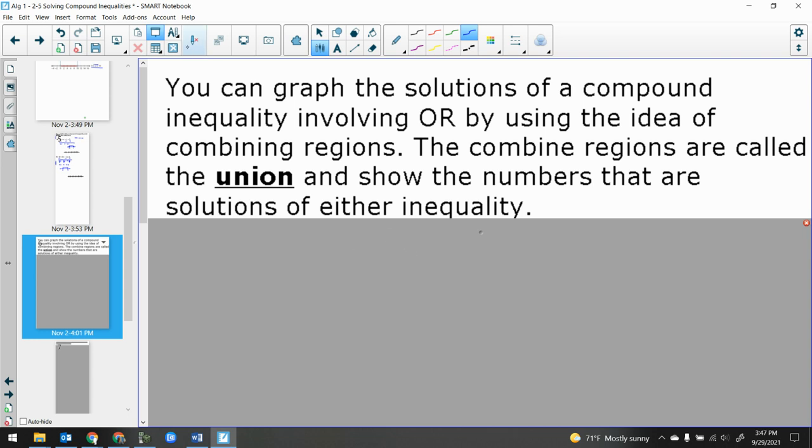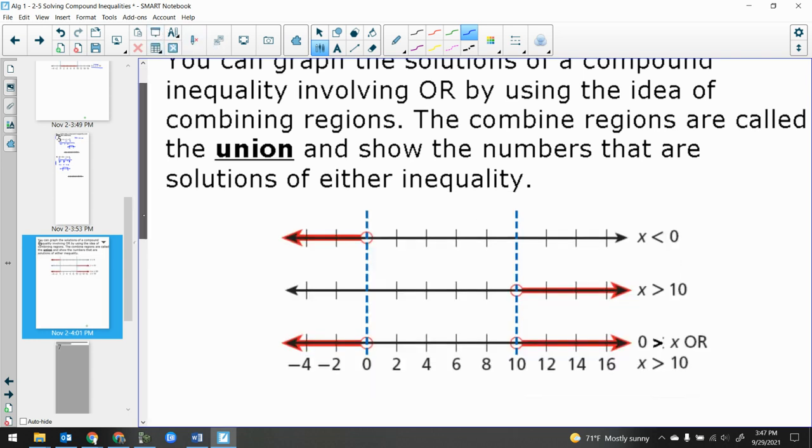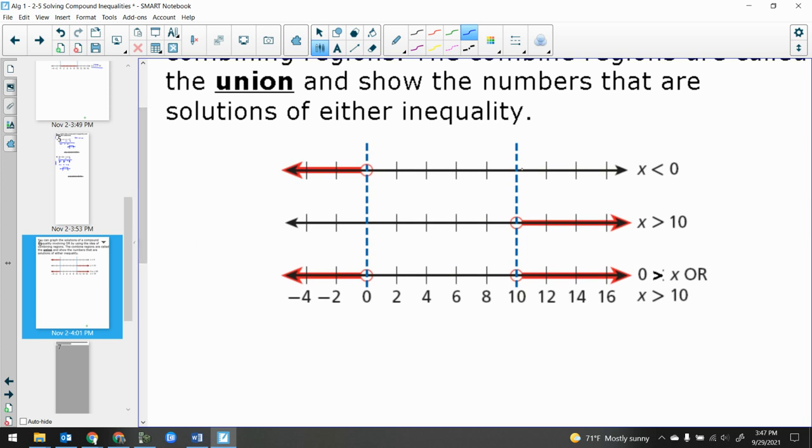Okay. Now, how does that look on a graph? Well, this is how it's going to look on a graph. If I want any number less than 0 or greater than 10, that means I have this piece here or this piece here.